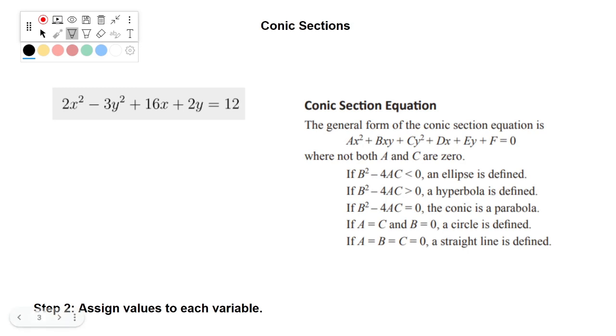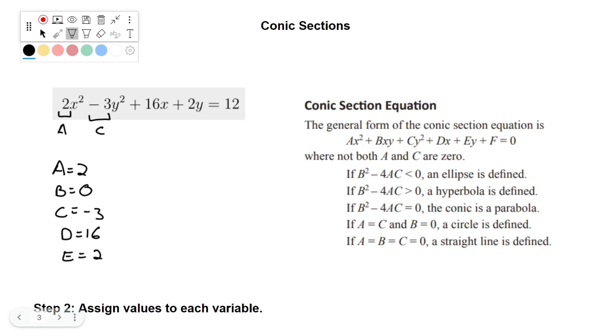variable. So the x squared term has an a in front of it, so the 2 will be a. The xy term is not present here, so we'll list these out here. So a is 2. The xy term isn't present here, so b, the coefficient of that term, is 0. C is what's in front of y squared, so we can see that that is -3. D is what's in front of x, that's 16.